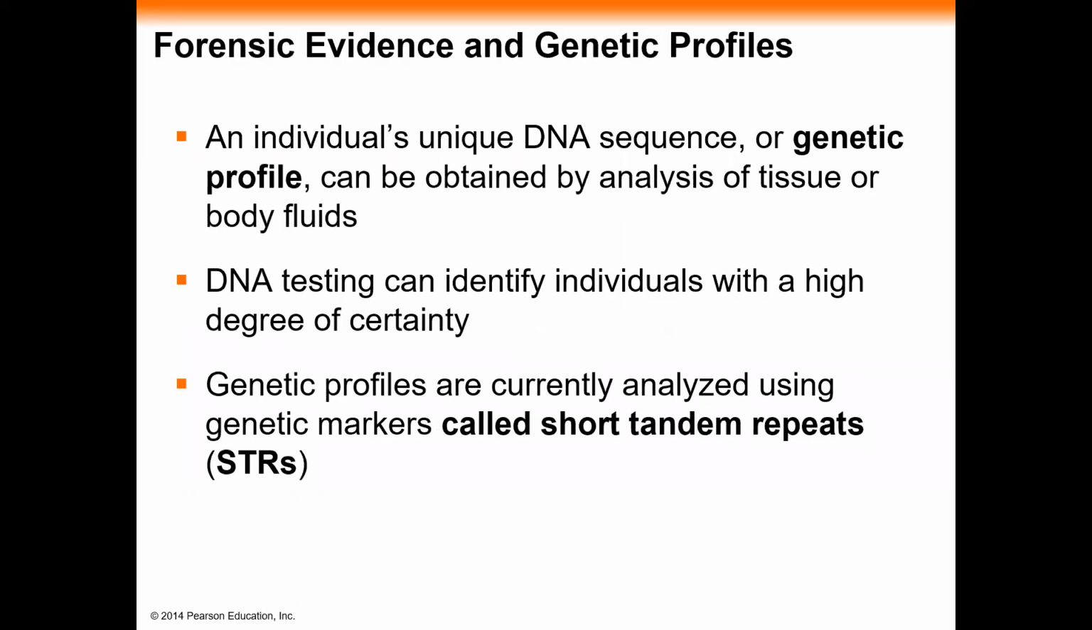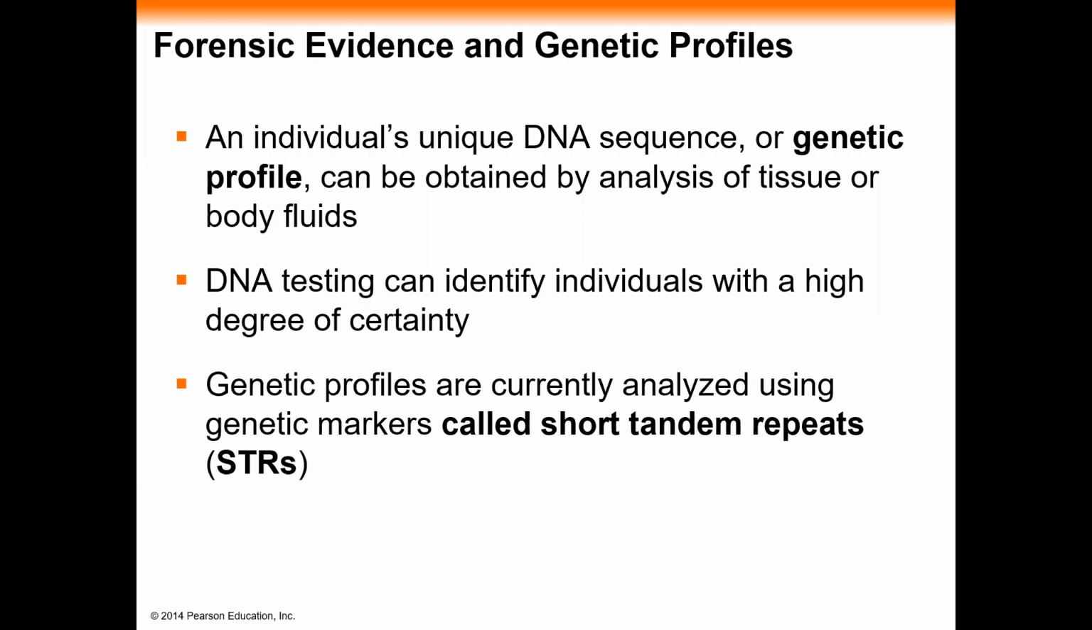So individuals have unique DNA sequences, and these are called genetic profiles. You can use this, again, in things like forensics to identify individuals with a pretty high degree of certainty that that person was part of a crime scene. And you can do this by analyzing genetic markers called short tandem repeats as well. So there's two things going on here. Single nucleotide polymorphisms typically are going to be species based. You're going to see very similar SNPs within a species.